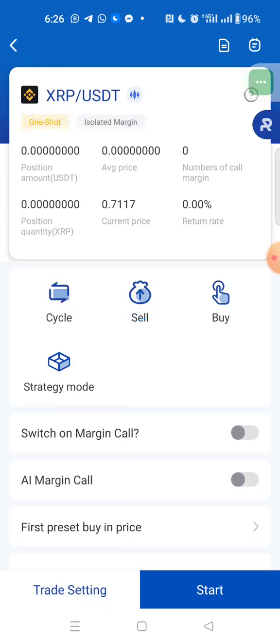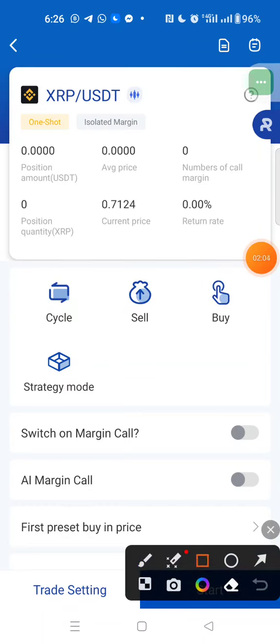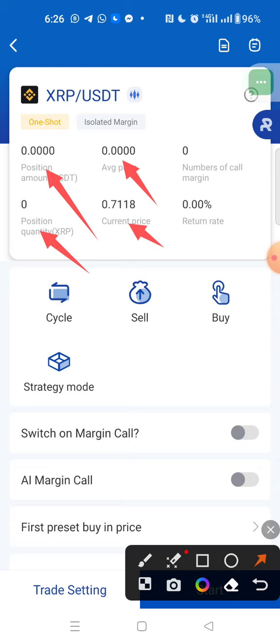Tap on it. Now, when you tap on it, automatically the coin you have picked to trade will open. The coin you have picked to trade will what? Will open. So it has important areas that I will describe. Position amount, the amount of money you have invested. Position quantity, the number of coins the robot has bought. Average price, your entry price. Current price, the current price of the coin. Number of margin calls, the number of times the robot has bought. Return rate, the difference between the average price and the current price, right?